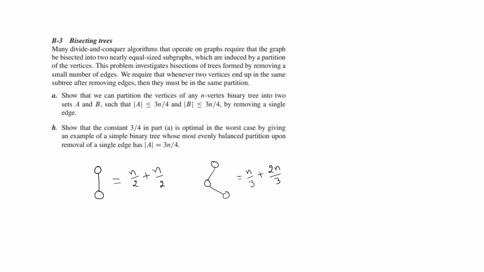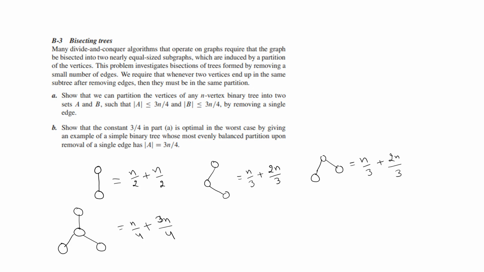In case of 3 nodes, we can have two trees of different shapes. Here, in this case, we can bifurcate. In both cases, we can bifurcate them into two parts with size n by 3 and 2n by 3. For this case, we can bifurcate it into n by 4 and 3n by 4. There is no other way.